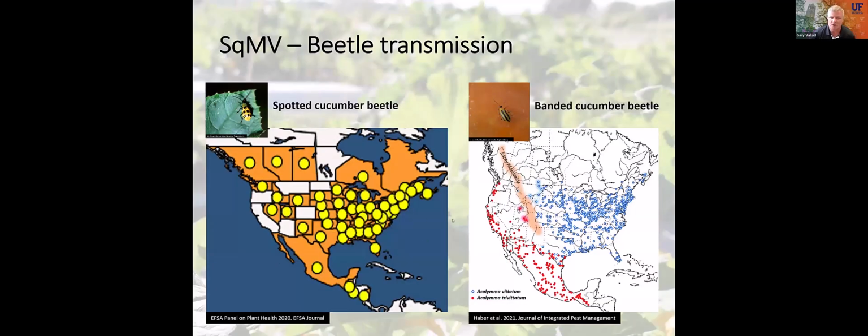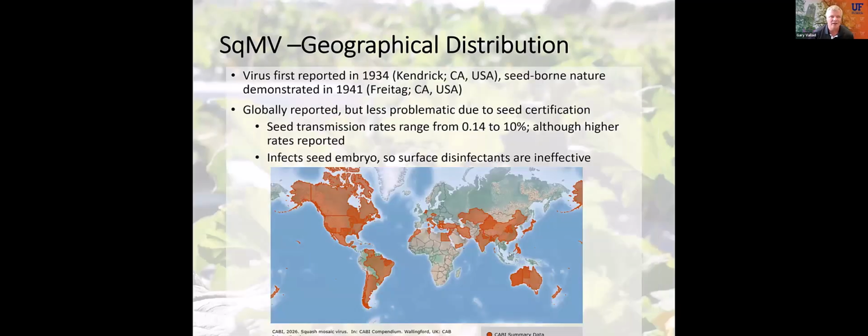So two maps here, I'm showing a little bit of the distribution of the beetles. Throughout North America, all these beetle species are highly common. And if you look at the geographical distribution of squash mosaic virus, the virus itself was first reported in 1934 in California, and it's also where the seed-borne nature was demonstrated in 1941. It probably explains why the virus is globally distributed throughout the world, and actually there are probably a lot of places not showing up in this map that probably have had it present or introduced at one point because of the ability for it to get into the seed.